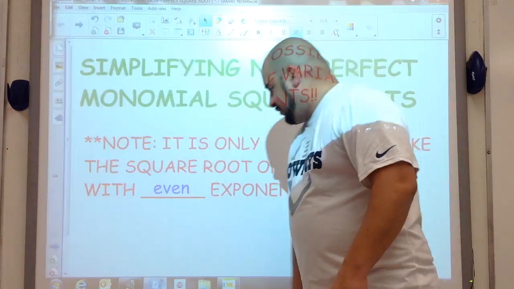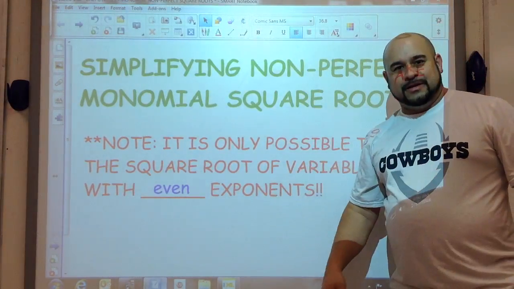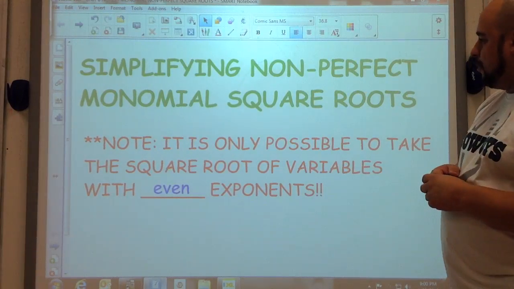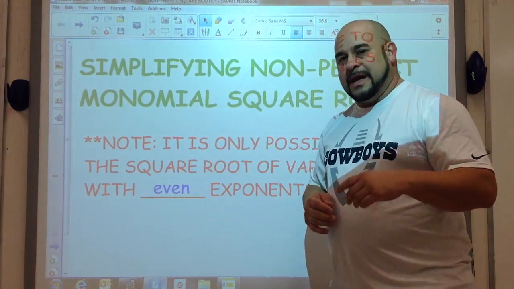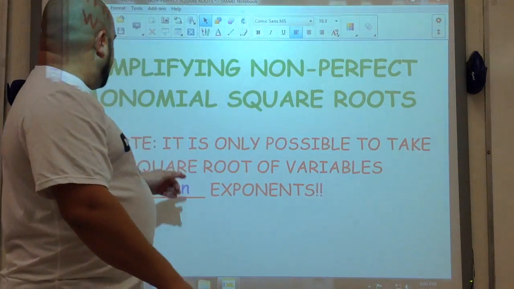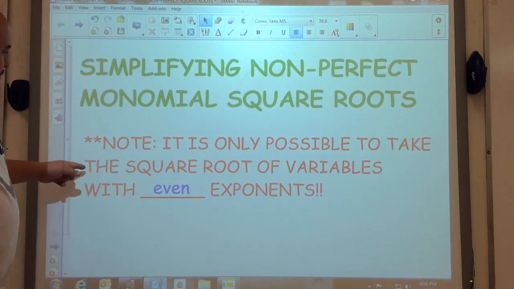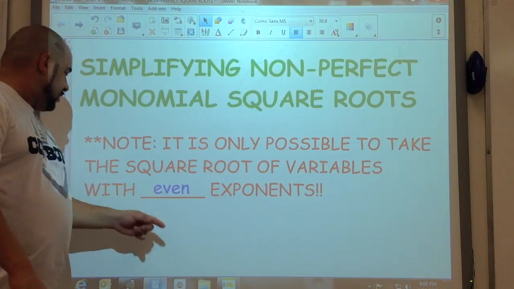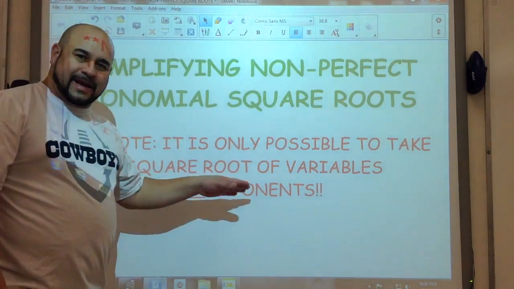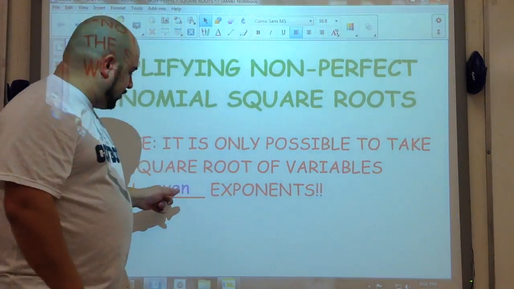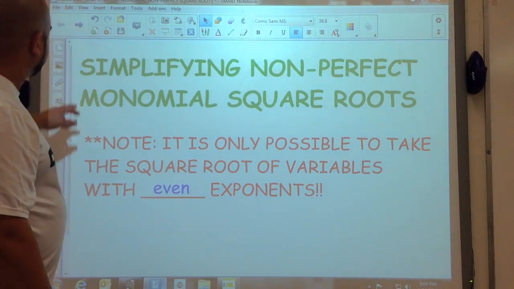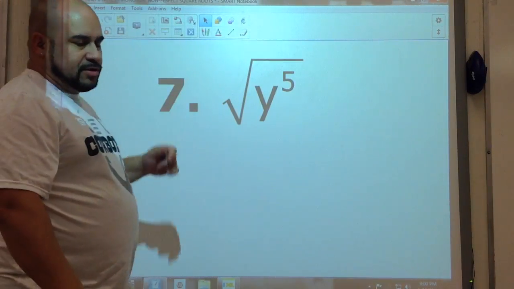But today, we're going to be simplifying non-perfect monomial square roots. Now, I want you to make a note of something. It is only possible to take the square root of variables with even exponents. So make sure you fill that into your notes. So let's look at number 7 in your packet problem.